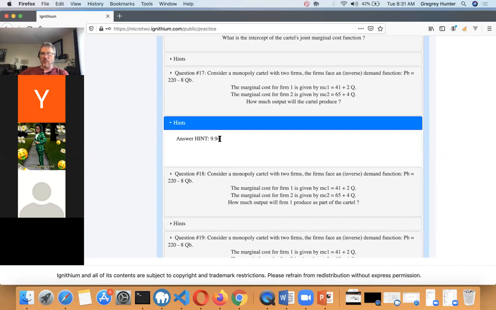So our marginal revenue is going to be 220 minus 16 Q. It's 16. I did 64, I don't know why. Oh, sorry, yeah. It's not squared. It's just 2 times, multiplied by 2. Okay, I understand now.